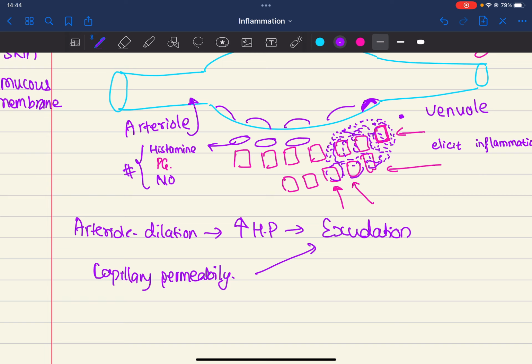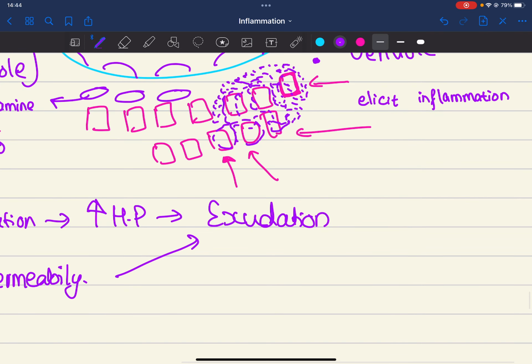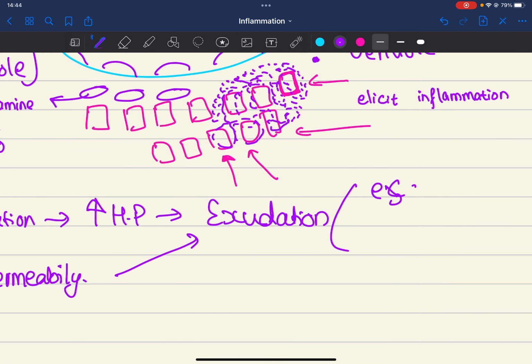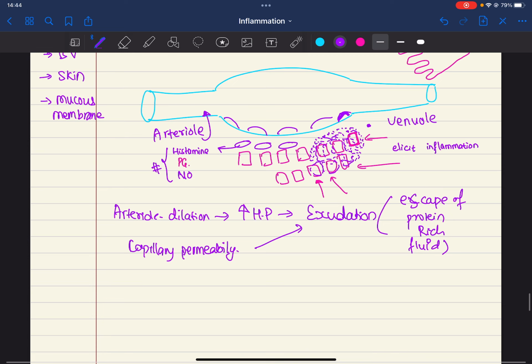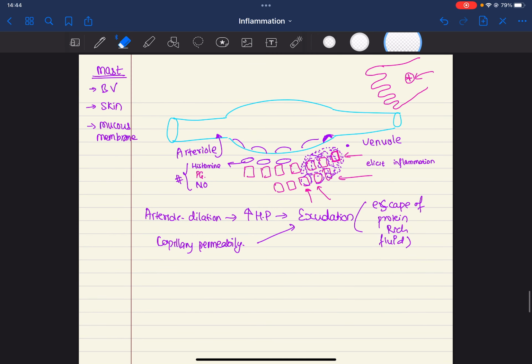Up to here we were clear. What is exudation? Exudation is the escape of protein-rich fluid. After some classes we'll discuss the difference between exudation and transudation, but for now, in the process of inflammation we're talking about, there is exudation. This thing you need to be clear. Now I'll continue from exudation.